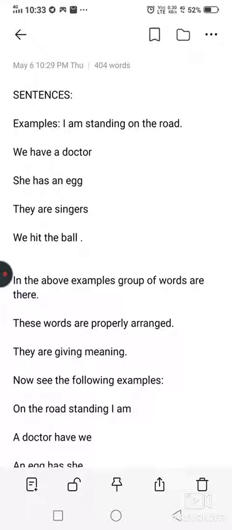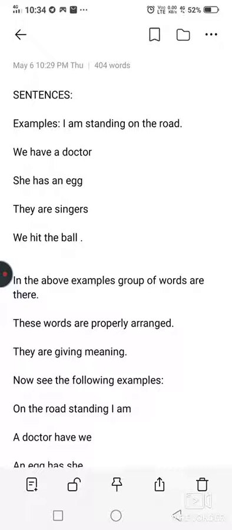So this is the thing, that in a sentence we see a group of words, and these words are arranged systematically and properly. And third, they give meaning. For example, I am standing on the road. The meaning is, I am is nothing but myself. I am standing where? On the road. We have a doctor. The meaning is, we have means our family or our locality, our people have a doctor. So here we are observing meaning. These sentences have meaning. So a sentence is nothing but a group of words, arranged properly, systematically, and they give meaning. Then only that is called a sentence, or else not.